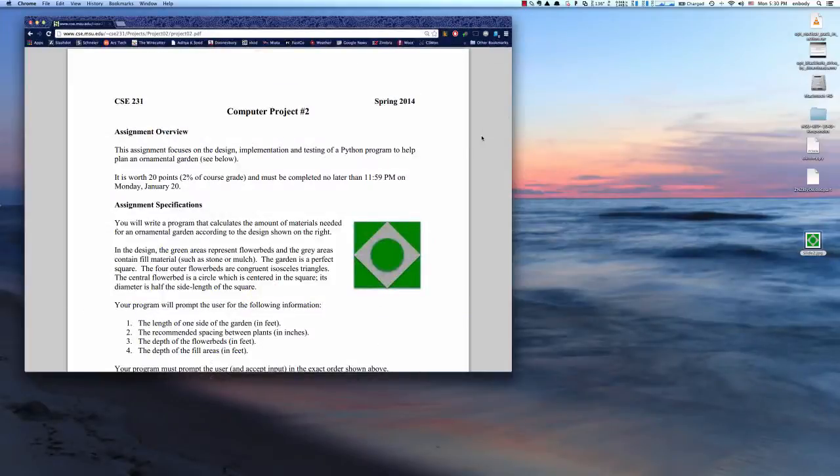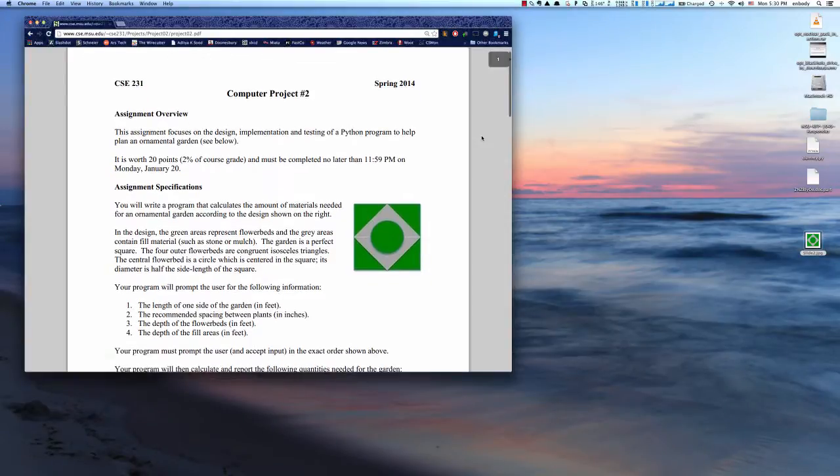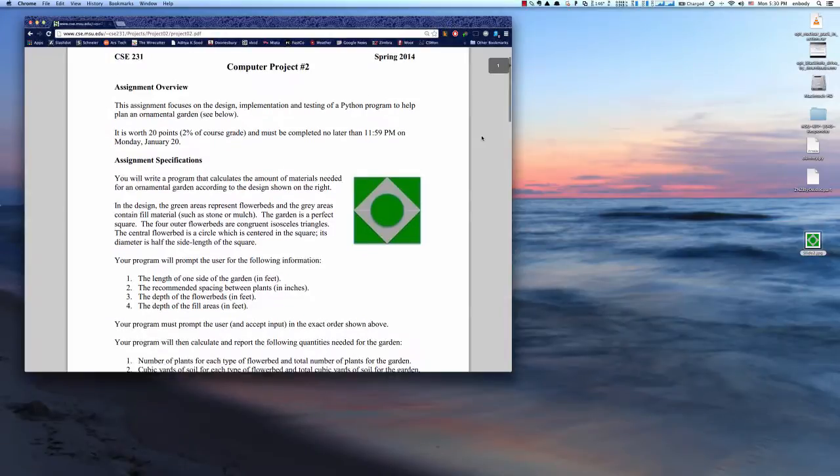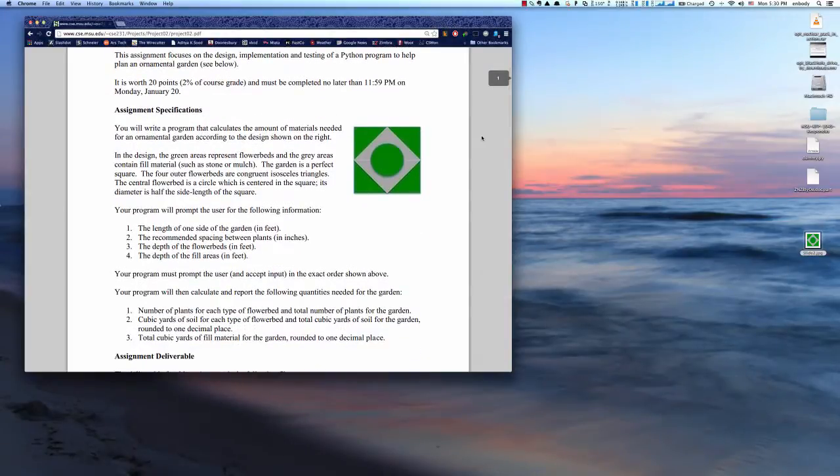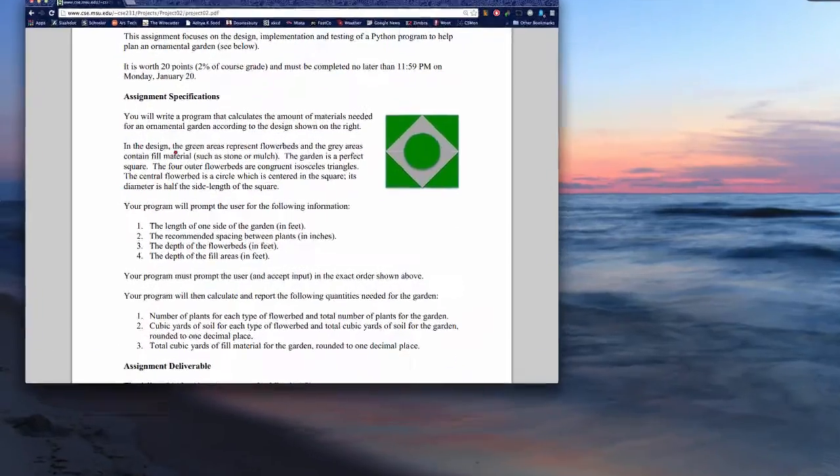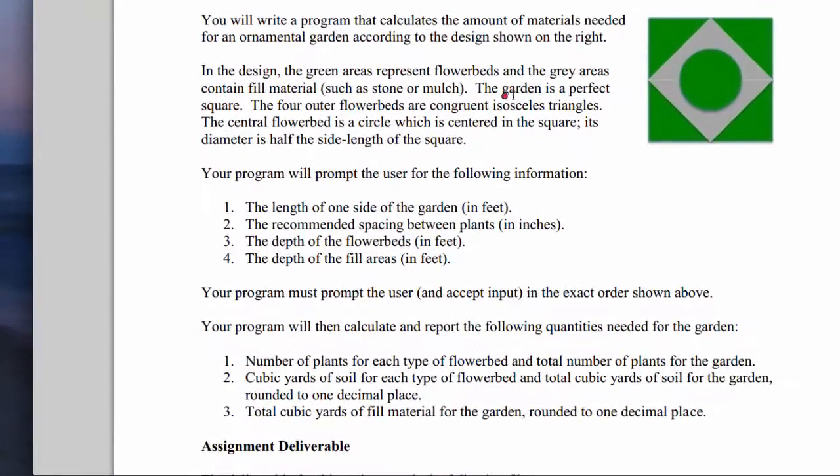Let's take a look at Project 2. We take a look at the PDF file here, and what is it telling us? Well, we've got a garden, and the garden's a perfect square. All right, so we've got a perfect square there, and the 4 outer flower beds are congruent isosceles triangles.